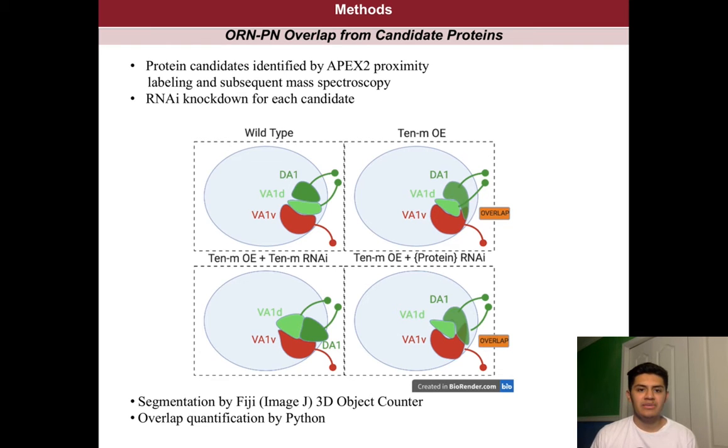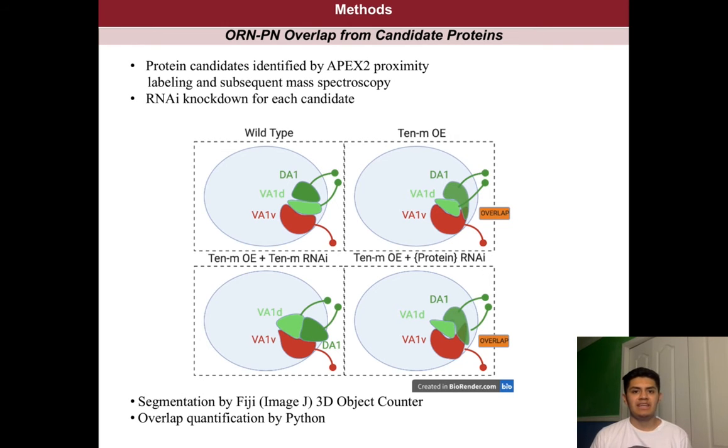As you can see, we ended up with 4 different types of flies. We had the wild type, we had a fly where we overexpressed Teneurin M within DA1. We had a type where we overexpressed Teneurin M, but we knocked down Teneurin M as well. Lastly, we had one where we overexpressed Teneurin M again in DA1, but we included the protein knockdown.